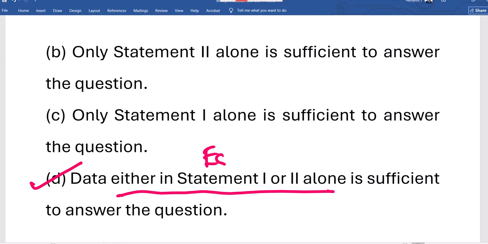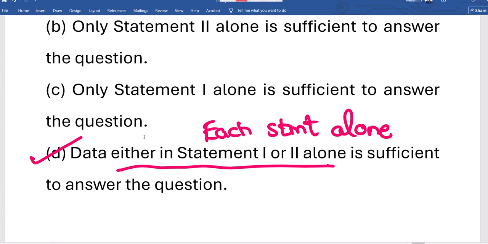There should be an option, each statement alone. Each statement alone is sufficient. We can sometimes find options like each statement alone is sufficient to answer. Done?